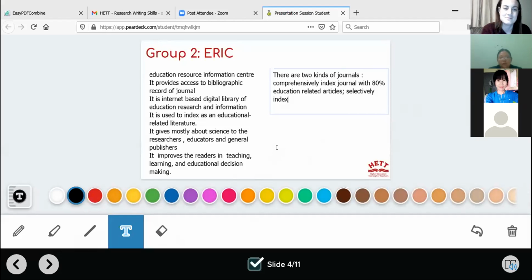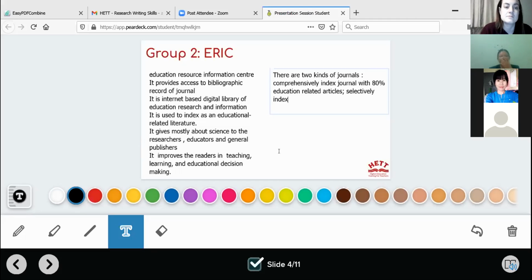Yes, it's our group's, and this is the information we have gathered together. ERIC means Education Resources Information Center. This site provides access to bibliographic records of journals. It's the internet-based digital library of education research and information. It is used to index education-related literature. Moreover, it gives mostly science information to researchers, educators, and journal publishers. And this improves the readers' teaching, learning, and educational decision making.